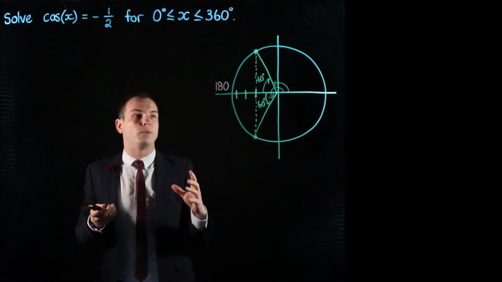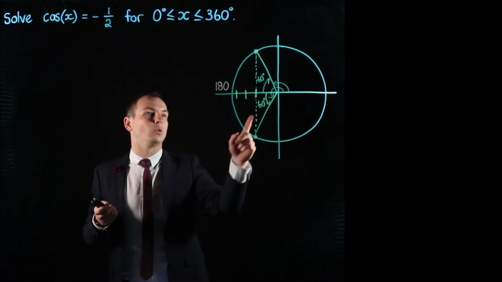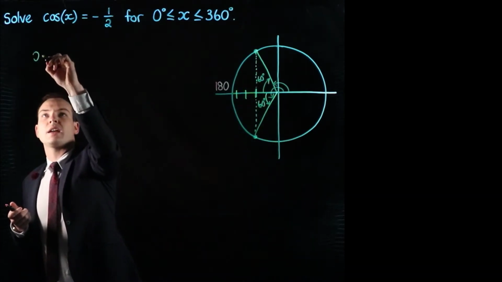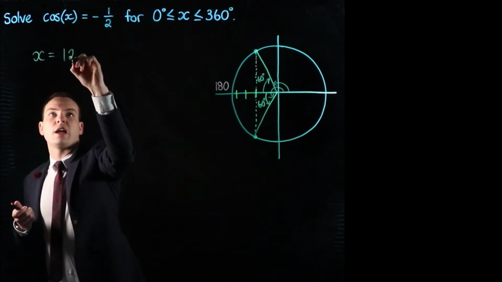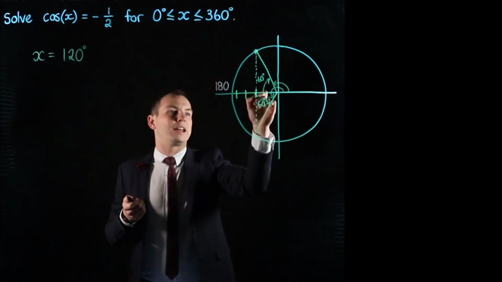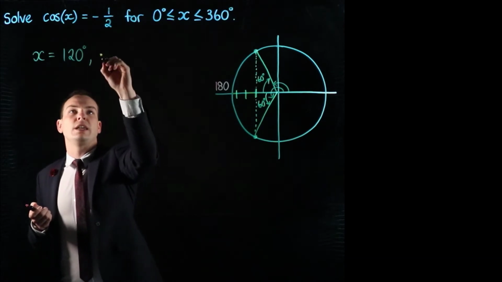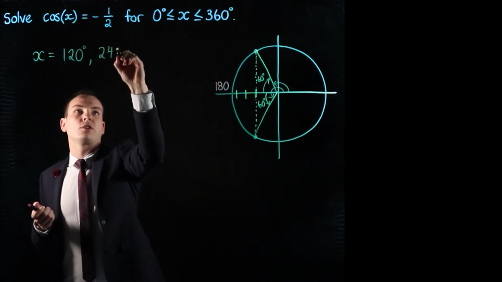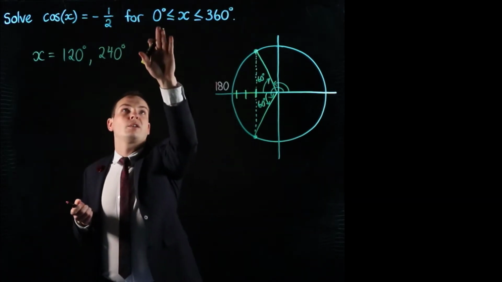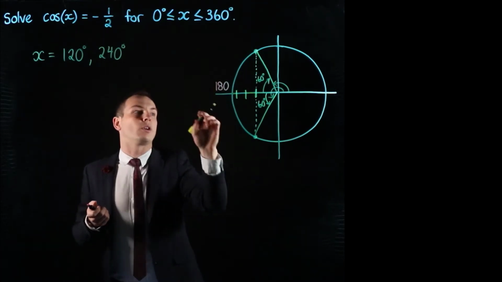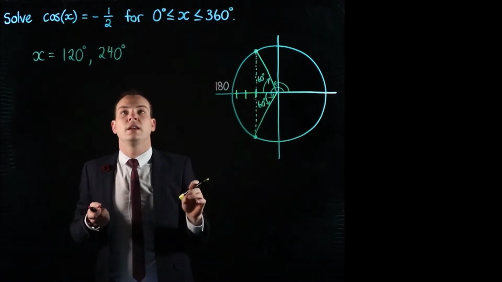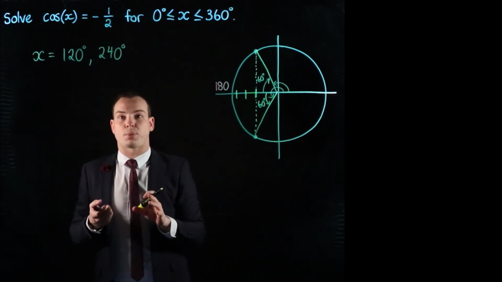So summarizing what we've found there, we want x to equal 180 subtract 60. So that would give x is equal to 120 degrees. Or we want x is 180 plus 60, which would give 240 degrees. So these are the two solutions, because we're only going between 0 and 360 degrees, which means that's one full revolution of the unit circle. So they are the two solutions to this problem.